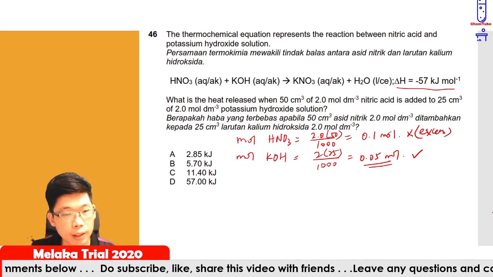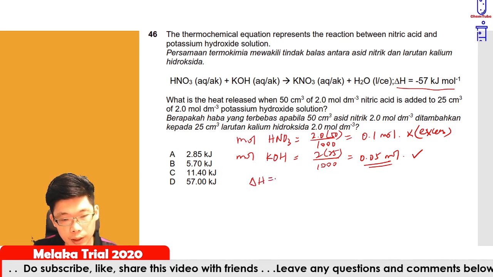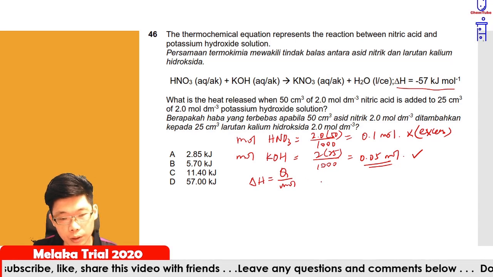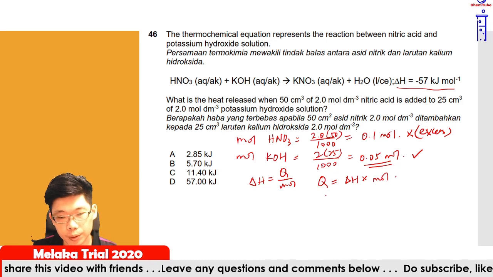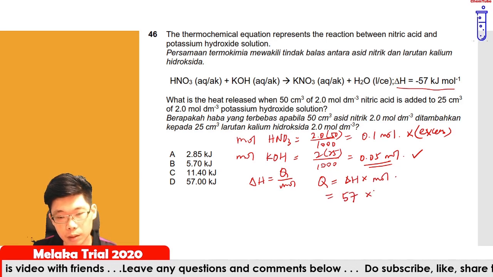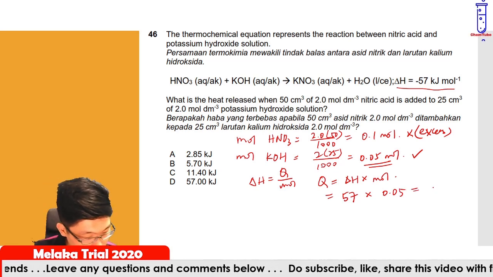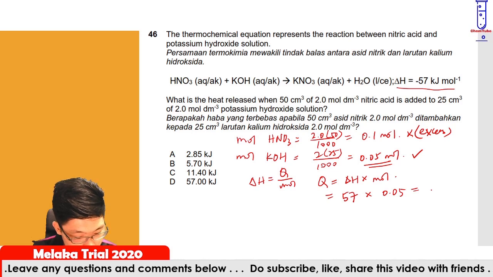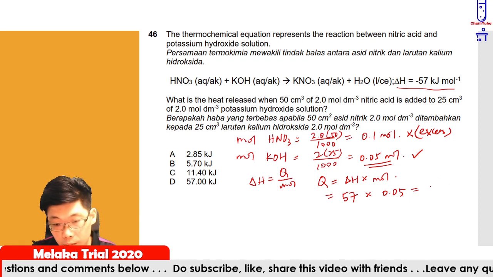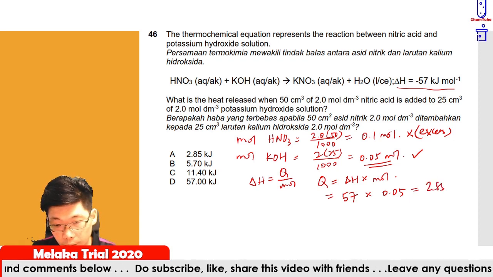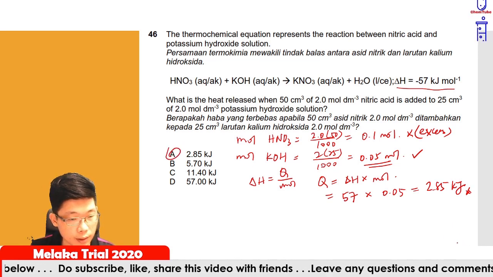So we are going to look at this. Normally delta H is Q over the mole. So if we want to find the Q, it is delta H times the mole. So delta H is 57 times the mole, which is 0.05. So you will get 2.85 kilojoule. Okay, 2.85. So A is the answer.